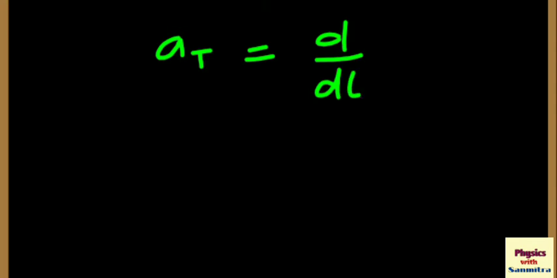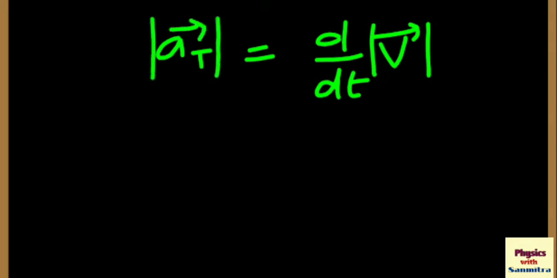In today's lecture we are going to derive a very important expression, that is the tangential acceleration of a particle which is undergoing curvilinear motion at an instant, that is equal to the magnitude of the velocity and the differentiation of that with respect to time. So this is the magnitude of tangential acceleration, that will be equal to d/dt of the magnitude of velocity.